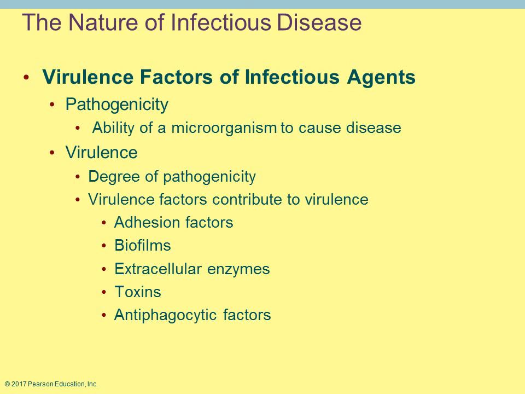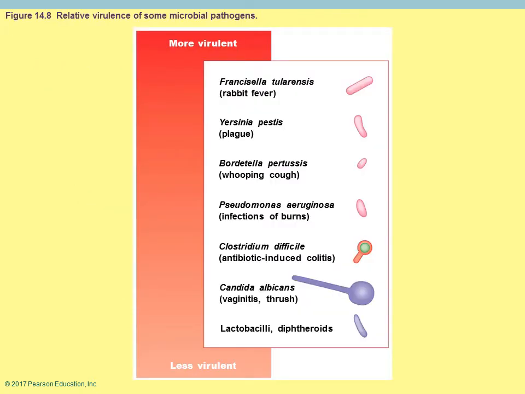What are some of the factors that will influence how pathogenic an organism is? How virulent is it? Things like adhesion factors. Can it stick to host cells? Biofilms. Does it form extracellular enzymes that help to break down some of our cells? Does it produce toxins? Does it produce factors that help prevent phagocytosis from occurring?